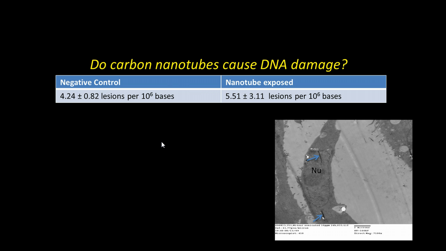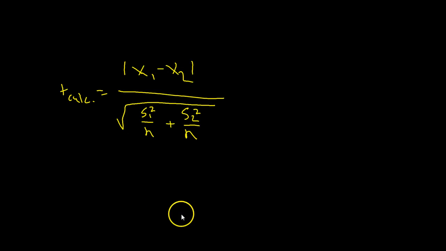In this case, n equals 5 and n equals 5. So we have a total of 10 measurements here. This actually came from a previous example when I was showing the confidence intervals. If you remember way back then, we were doing 5 of each. So we can just plug those numbers in here, and so let's say our average value for one of these is 4.24. Our average value for the other, the nanotube exposed, is 5.51.